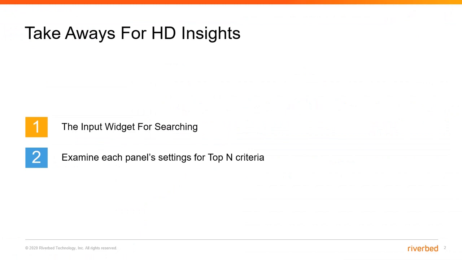All right, those were some examples of HD insights, and you can apply those examples to almost all HD insights and views that you come across in AppResponse. The key takeaways that I'd like to reiterate are, number one, in most of these insights, you'll see an input widget for searching. When searching for IPs and specifying criteria, you will find all the packets that are in the appliance for that time range. There's no topping that you have to worry about.